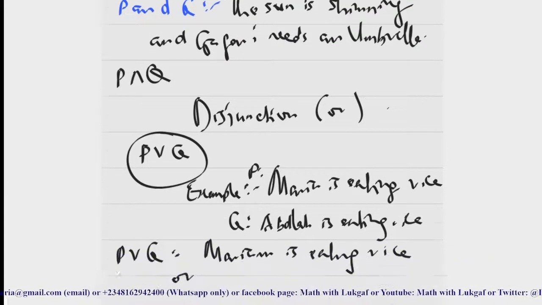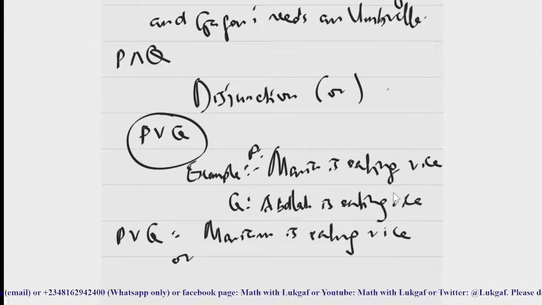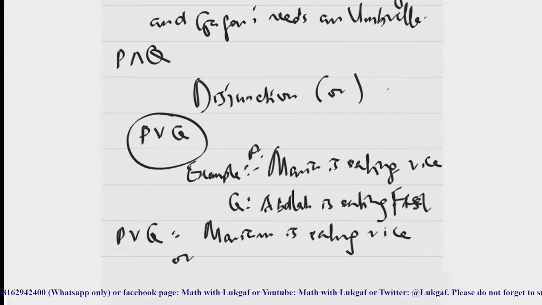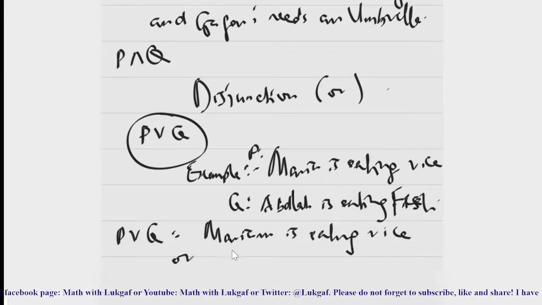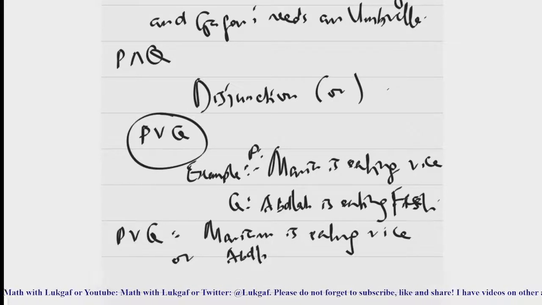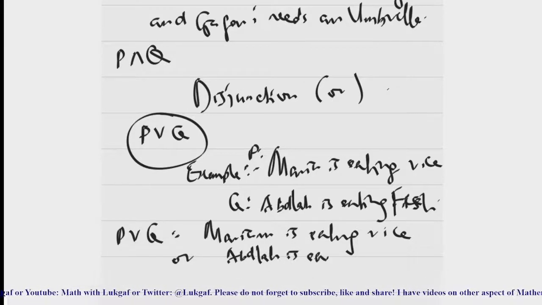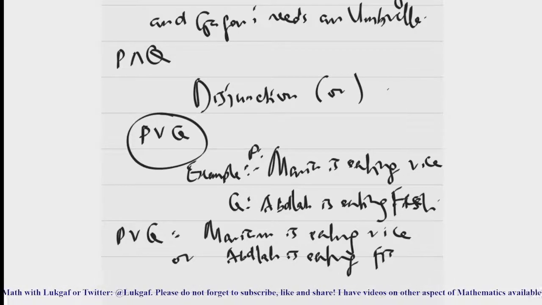I want to write fish here. I'm going to tell you what they all mean theoretically: Mariam is eating rice, or Abdullah is eating fish. I hope you understand now. So when you join them together using what?